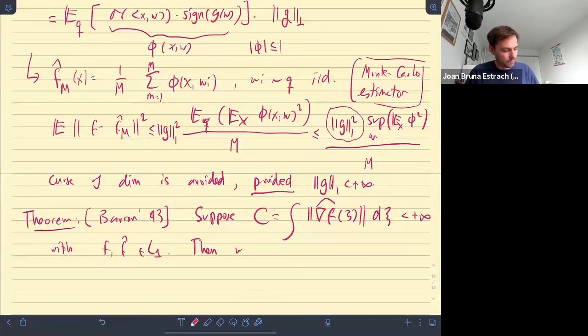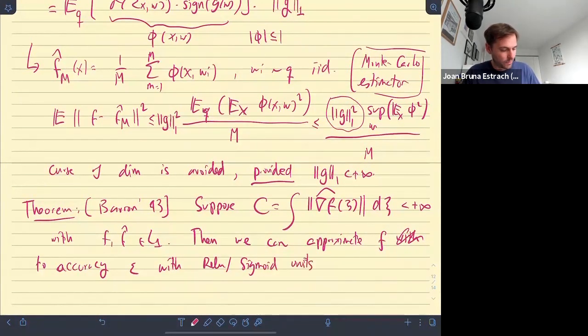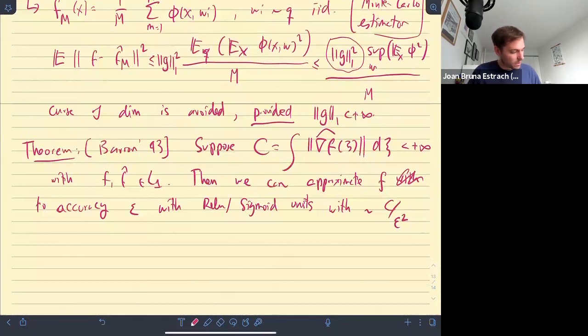Then we can approximate f to accuracy epsilon with your favorite neurons, with maybe ReLU or sigmoid units, with a number of units that is proportional to C over epsilon squared. Okay? So here there's no curse. The rate is dimension free, right? Everything is encapsulated in the fact that this norm is small.